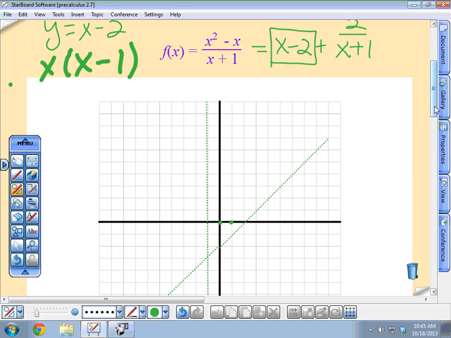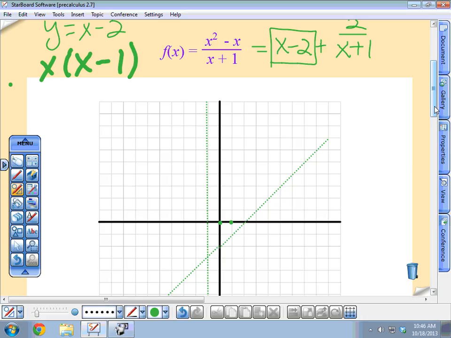So number 5, find and sketch the horizontal asymptote, if any, of the graph using a dashed horizontal line. Is there a horizontal asymptote? No. Why? Because the numerator's exponent is bigger than the denominator. Your degrees are 2 over 1, and because the numerator has a higher degree, there's no horizontal asymptote, so we just skip that one.